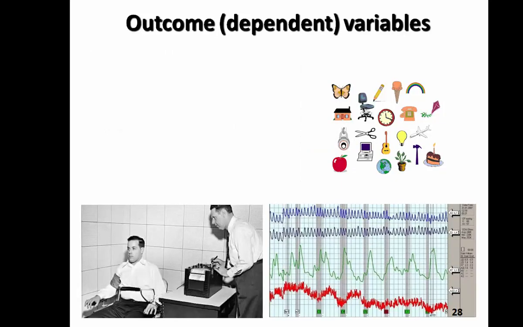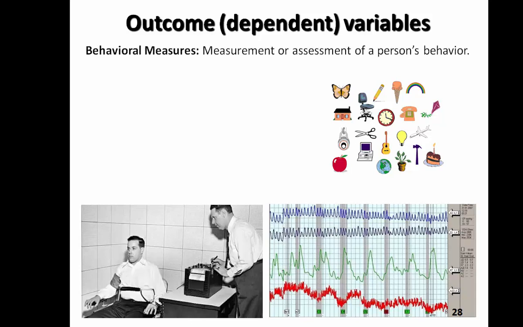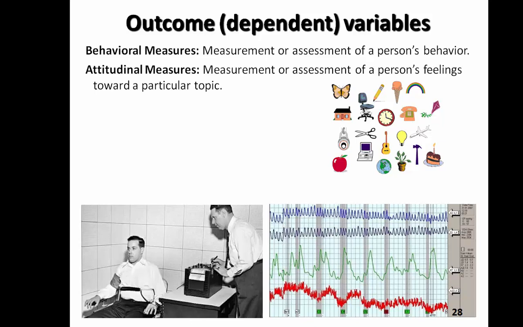There are four basic types of outcome or dependent variables. There are what's referred to as behavioral measures, and in a very general sense, this relates to an assessment of a person's behavior that can be captured qualitatively or quantitatively.